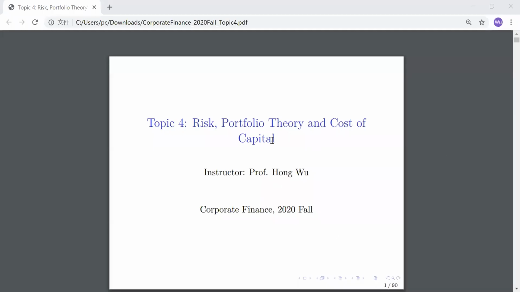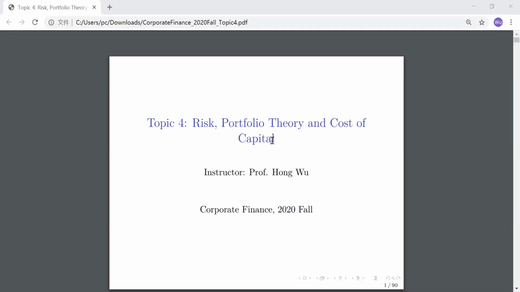Hello, everyone. This week we're going to talk about topic 4, which is risk, portfolio theory, and the cost of capital. Basically, we have talked about how to value stocks. We have also talked about how to value bonds. But in these problems, when we try to value a stock or a company, we need to use the cost of equity, right? Then how do we get this cost of equity? That is the thing we need to address in topic 4.